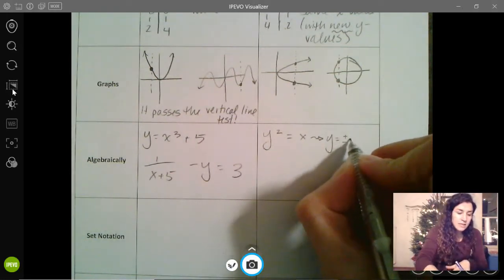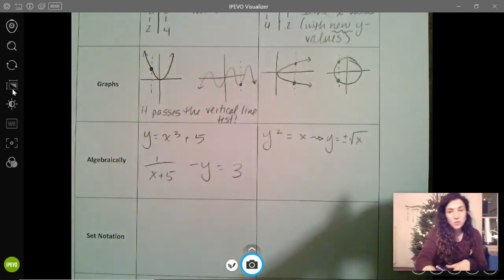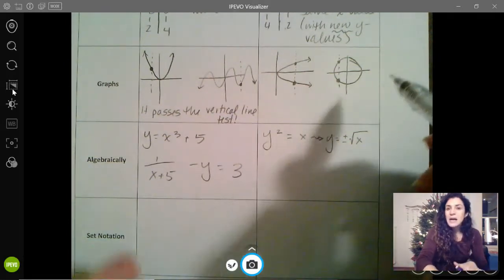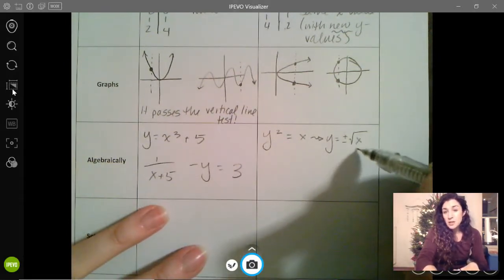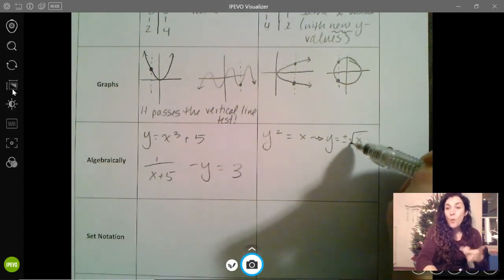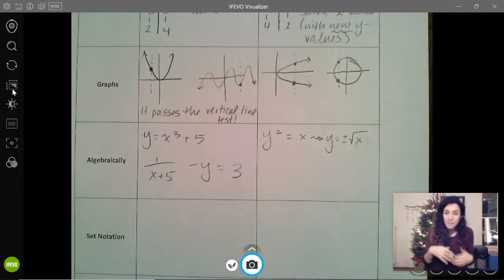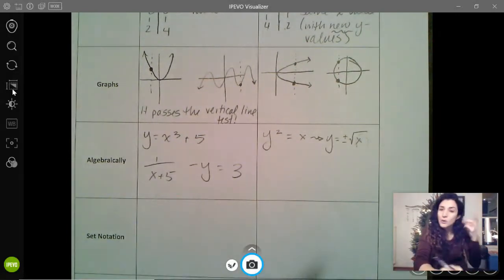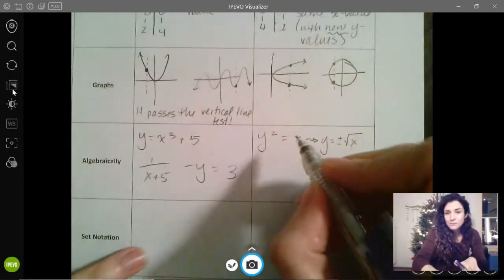And so you get positive or negative the square root of x, which means that if you put in an input like 4, your output would be the square root of 4, which is 2. So it would either be positive 2 or negative 2. So for an input of 4, you would get 2 y values back, which is not okay. And not okay, as in it just isn't a function.